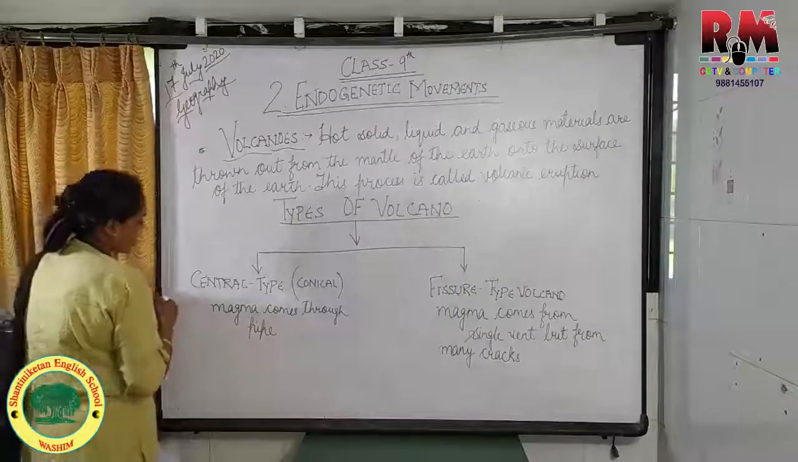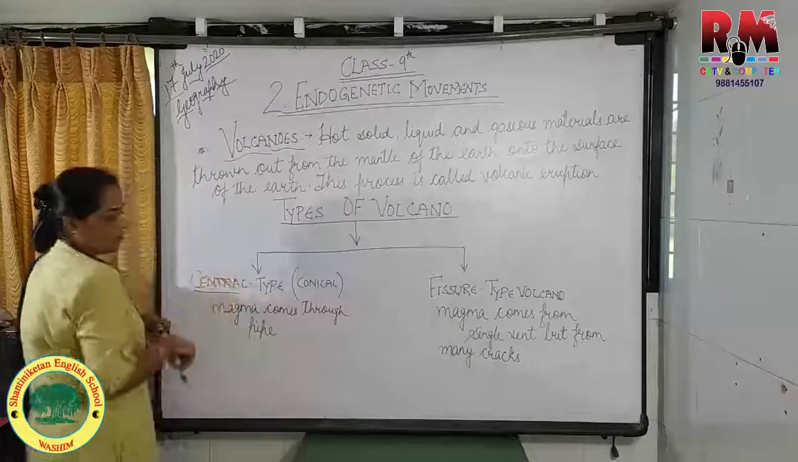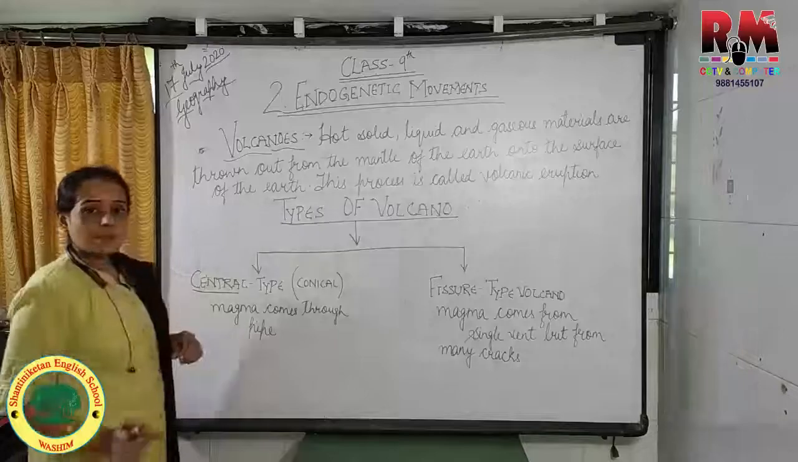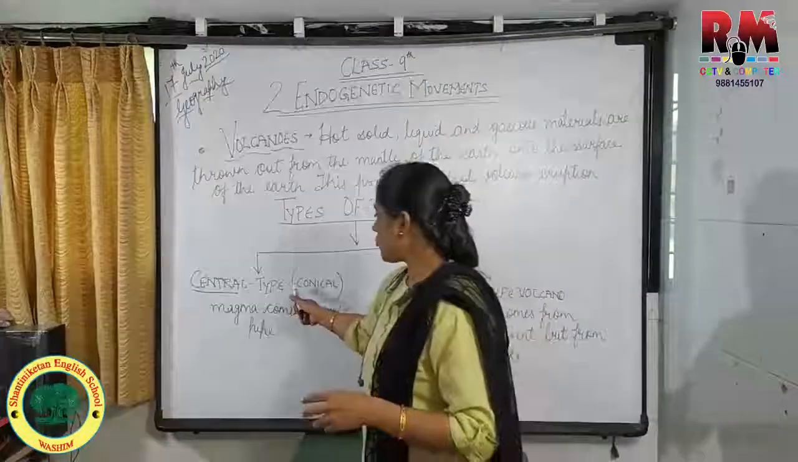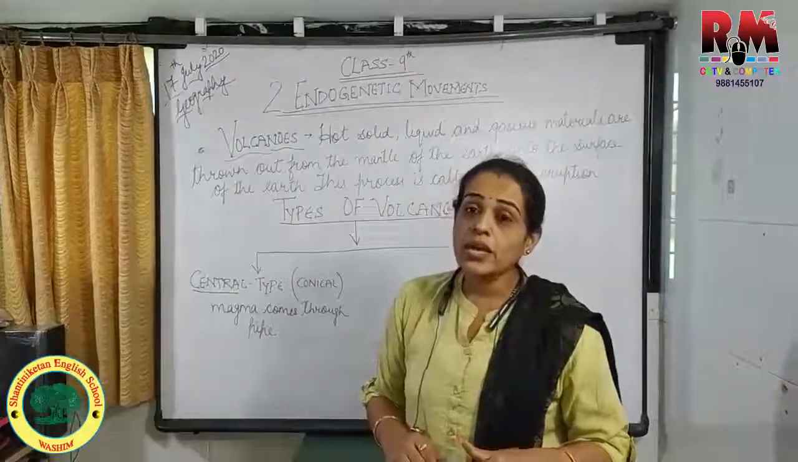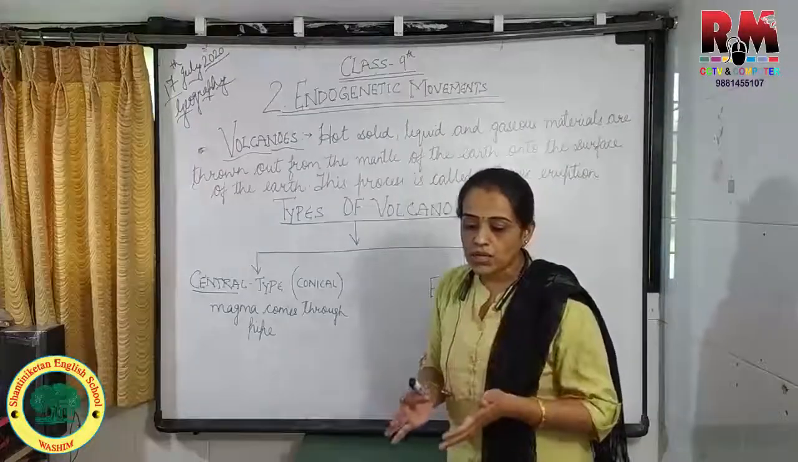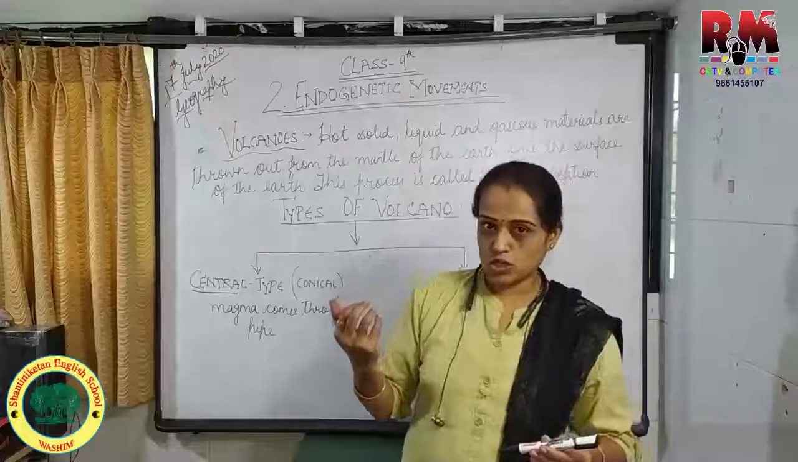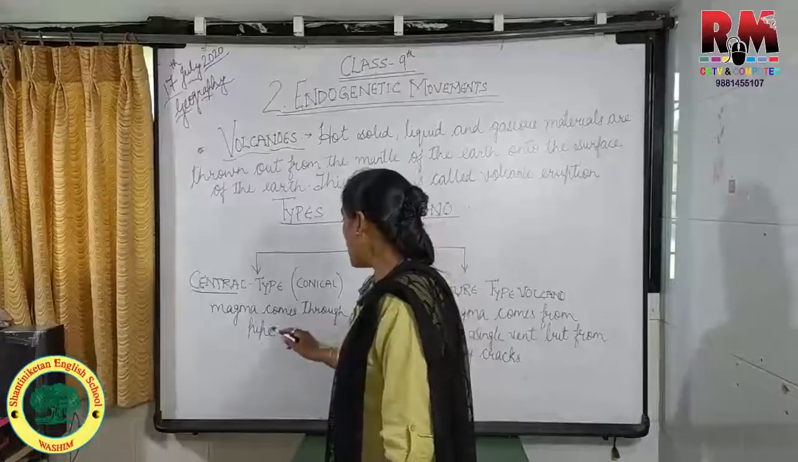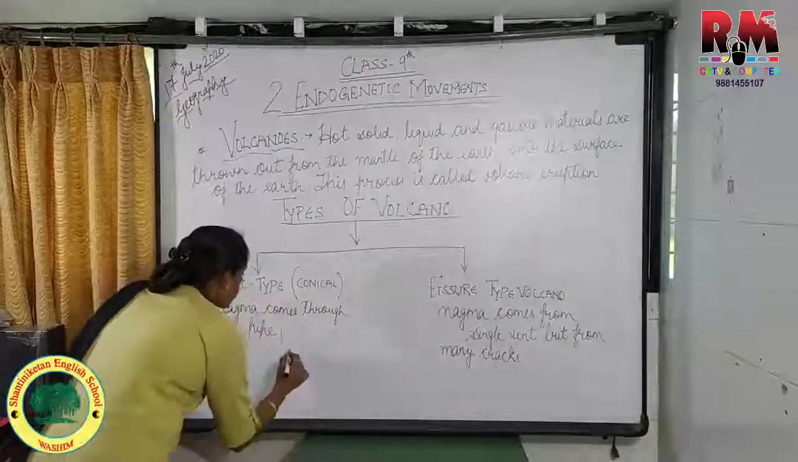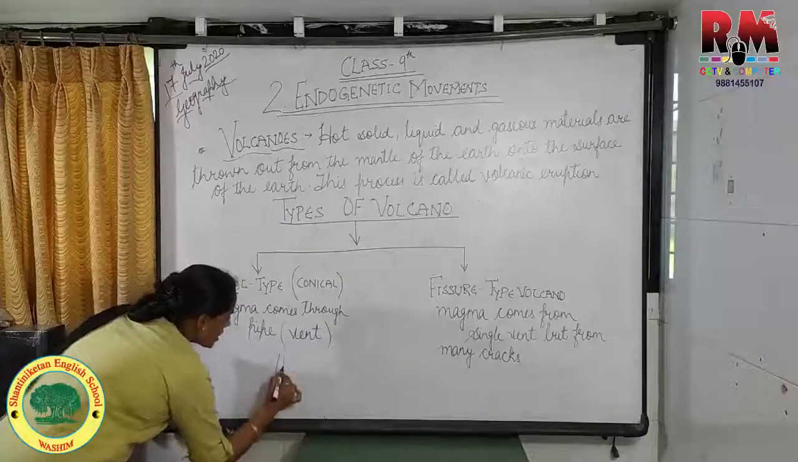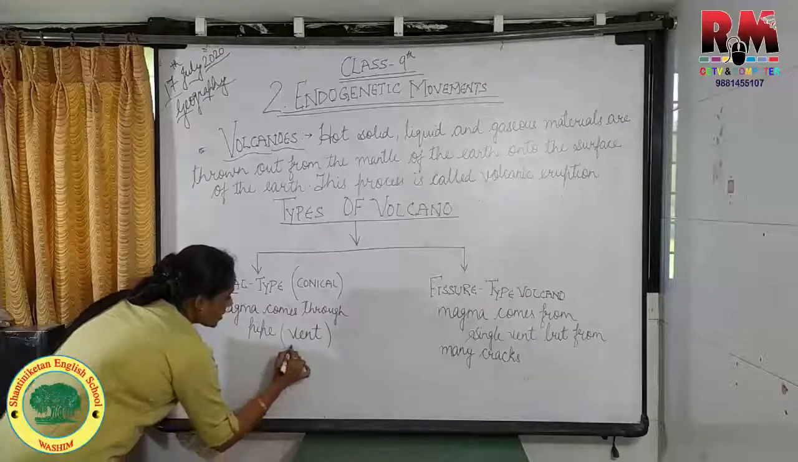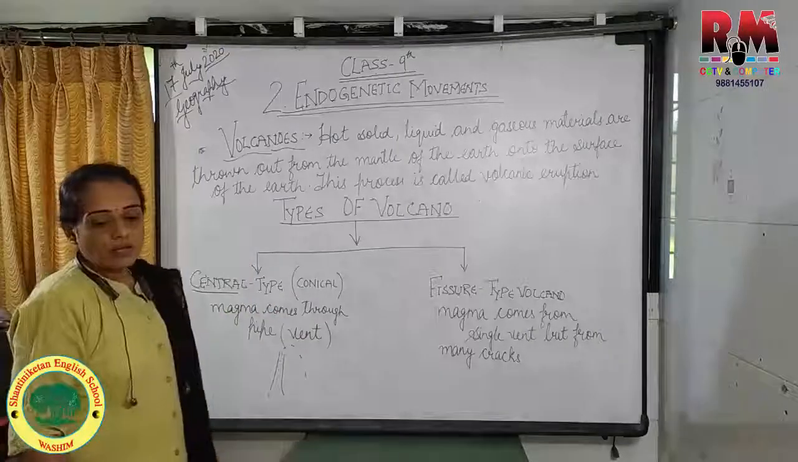As the name suggests, central. Central means in the middle. So, what happens in this type of volcano? During eruption, the molten magma which is coming out comes through a pipe. It is also called a vent-like structure. It is somewhat like this pipe, and through this it comes out on the ground.